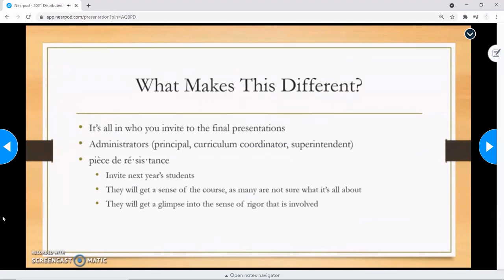And another side benefit to inviting them is that they will frequently already start thinking about what they want to do for their final project.